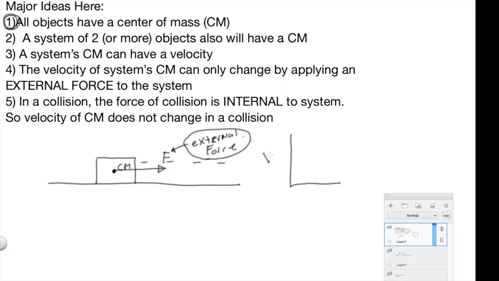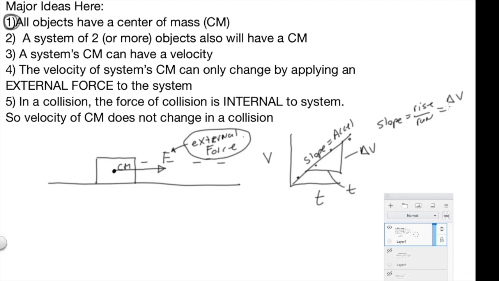So if we did a graph of velocity versus time, if that force were constant, the velocity would gradually increase. And the slope of this would be the acceleration. If you take the slope of a velocity-time graph, slope equals rise over run. The rise is change of velocity and the run is time. That's the definition of acceleration right there.